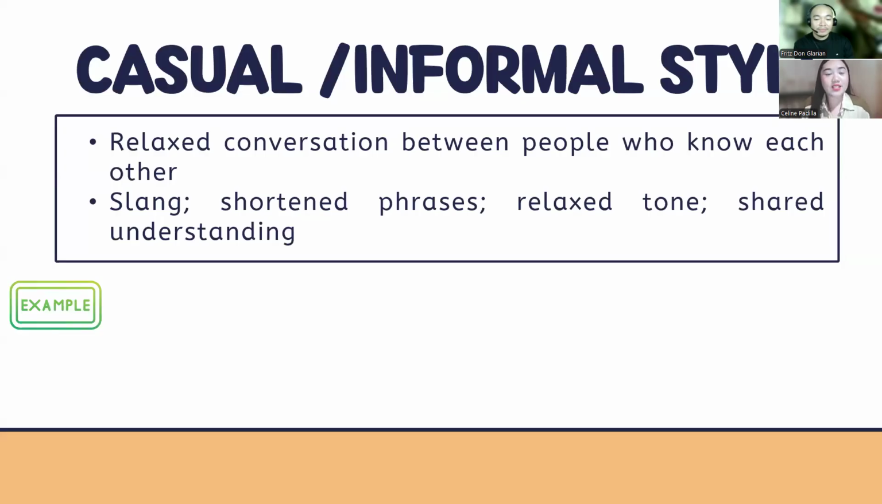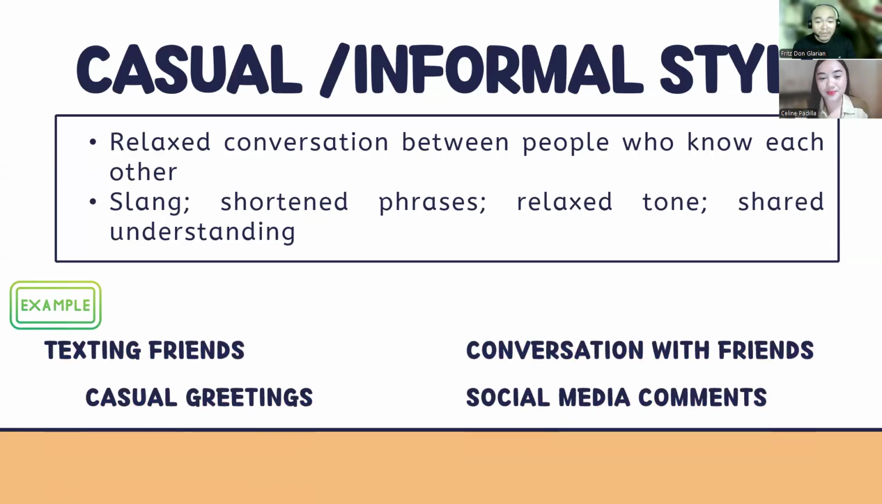Now, the fourth style is the casual or informal style. This is more relaxed conversation between people who know each other. You'll hear slang, shortened phrases, a relaxed tone, and there's a shared understanding. You use this with your friends, texting, casual greetings, conversations with friends, even in social media comments.